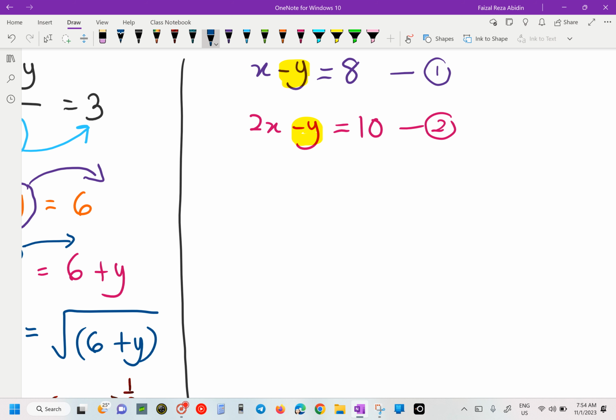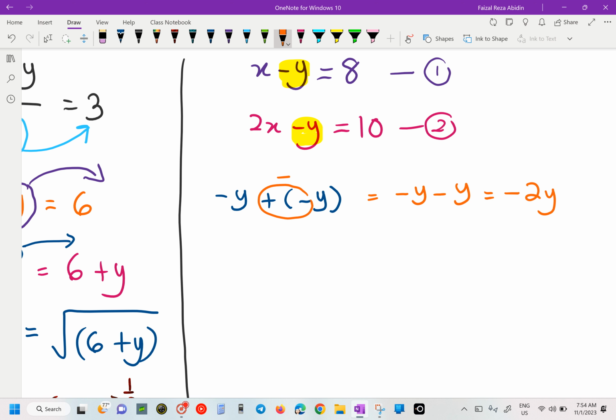Okay. So, I'm taking the negative y. Negative y plus with negative y. You are saying that you are going to eliminate y, isn't it? So, what happened here? Negative. You are going to get what? Negative y. Negative y. Are you going to eliminate y? No. You are going to have negative 2y. So we cannot use what? Plus. Cannot. So that means we are going to do minus negative y minus negative y. So what happened over here? Negative, negative become positive. You are going to get negative y plus y.